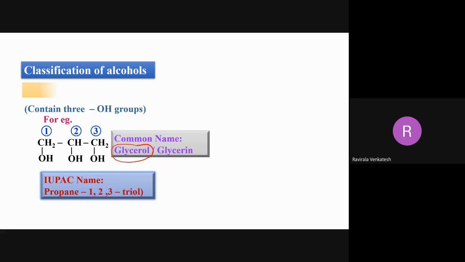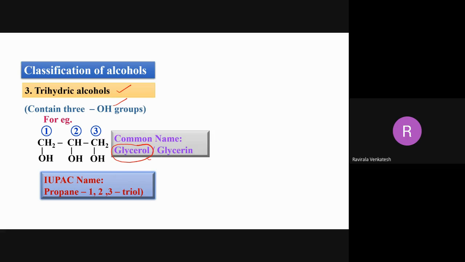Next we'll take the trihydric alcohol. This is called what? Glycerol, isn't it? Glycerol, or we can also call it glycerin. Generally we call this glycerol, which has how many OH groups here? 3 OH groups here, isn't it? Trihydric alcohols contain 3 OH groups.